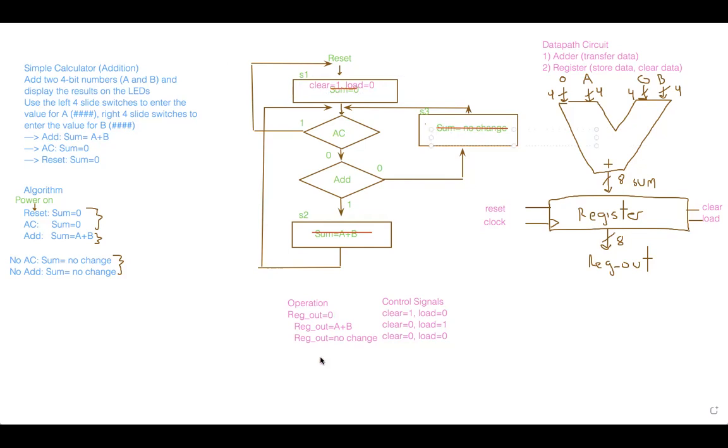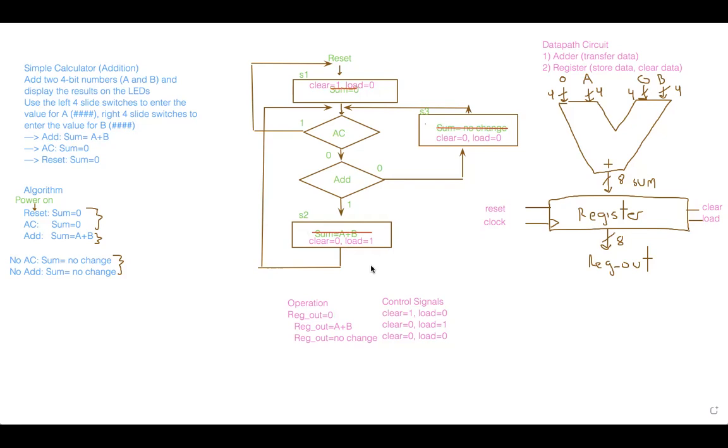Because there's no change from matching the operation with the control signals. That's what you're doing here. Load equals 0. And then my other one here was clear equals 0 and load equals 1. Okay. Now that we determined all those, and we got our control circuit made, think of the control circuit as the brain of the circuit.